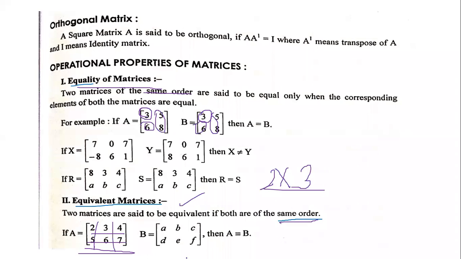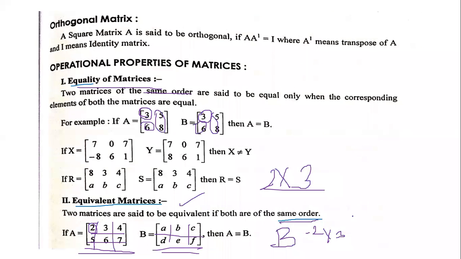Good, very good. Now, this B matrix also is a 2 by 3 matrix. The matrix B is also a 2 by 3 matrix. So then, if you see, the elements are not the same. In one you have numbers, in the other you have alphabets. The elements are not the same, but the order is the same.